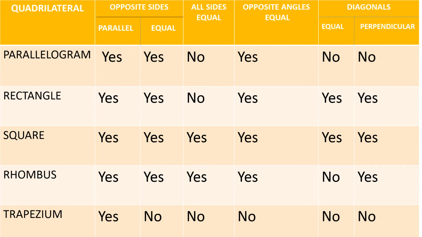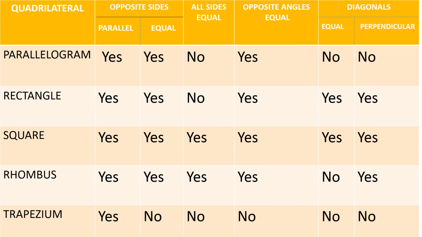Then for a rectangle, opposite sides are parallel and equal. All sides are not equal, opposite angles are equal, and diagonals are equal, but diagonals are not perpendicular to each other.